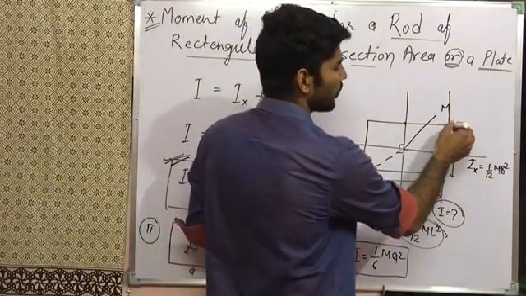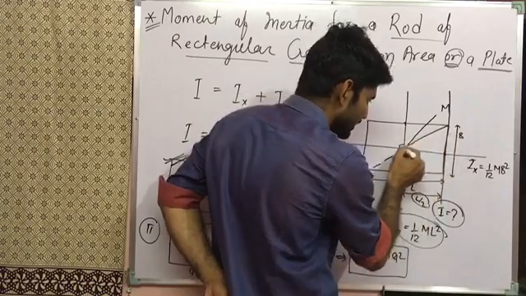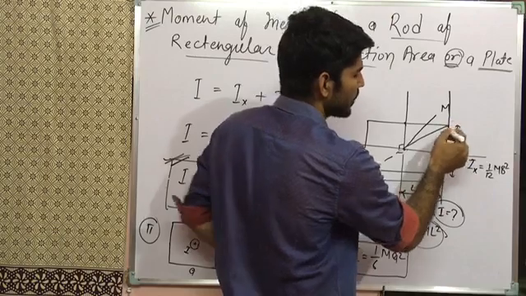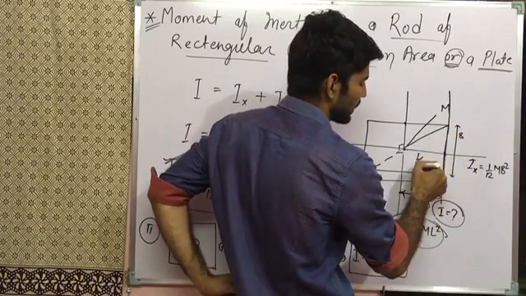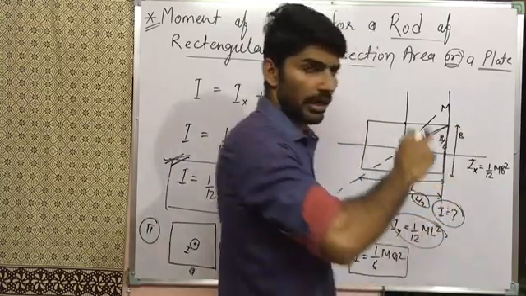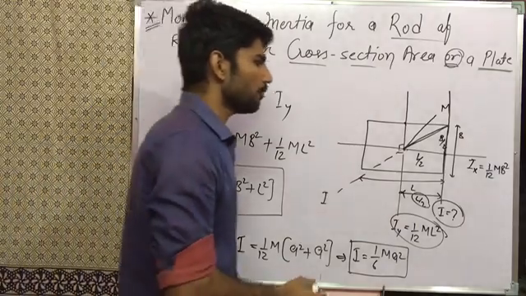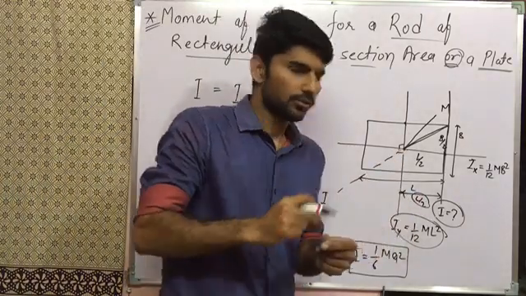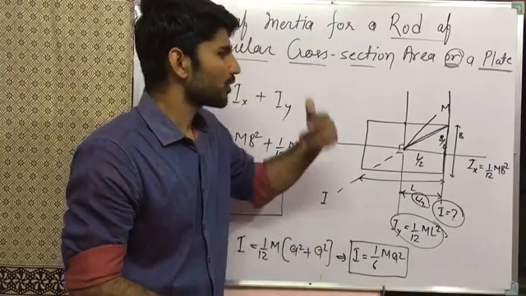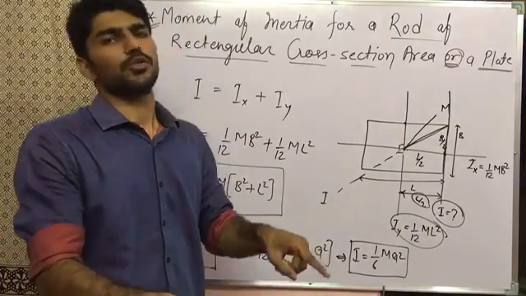Suppose you need to determine the moment of inertia here, then you need to determine the distance between the two parallel axes. You have a parallel axis here and you have this parallel axis, and this distance is L/2, this distance is B/2, and this distance will be the root of (L/2)² + (B/2)². So if you know the moment of inertia about the center, you can determine the moment of inertia about any axis perpendicular to the plane, just by determining the distance between the two parallel axes.